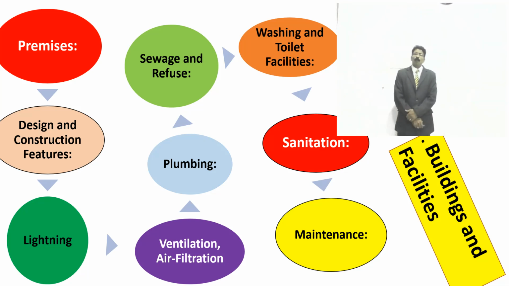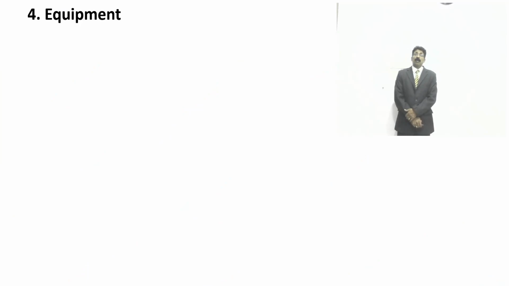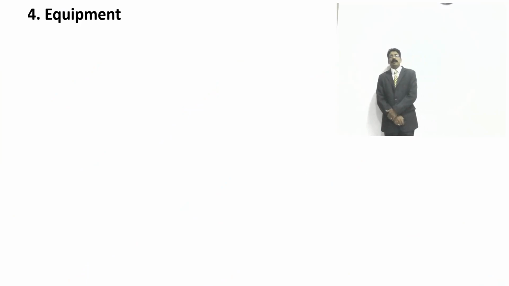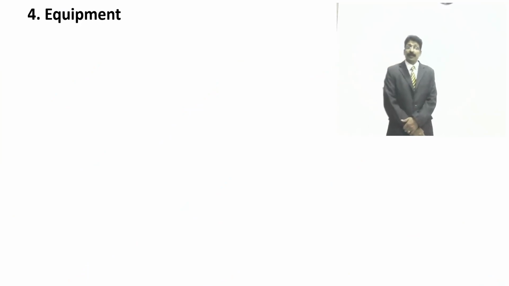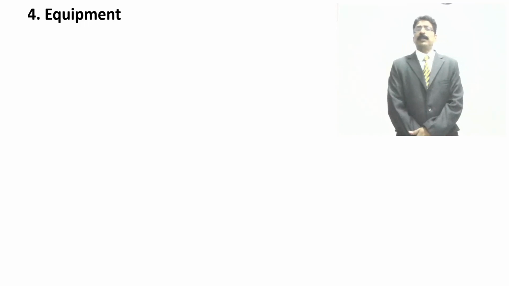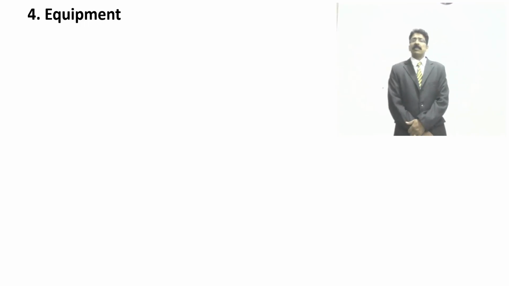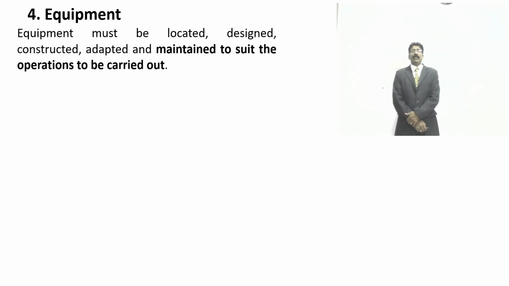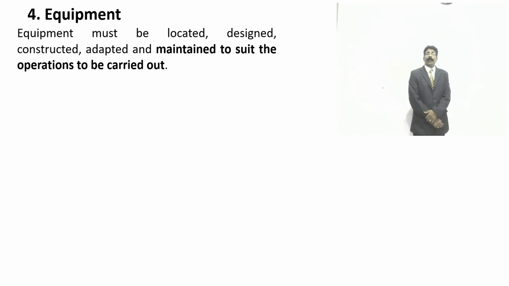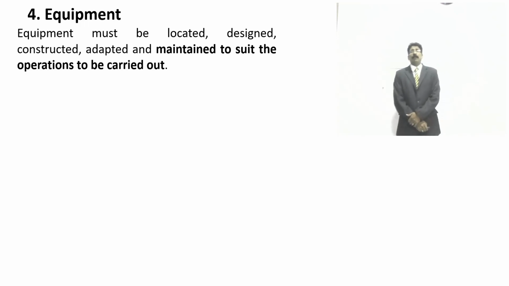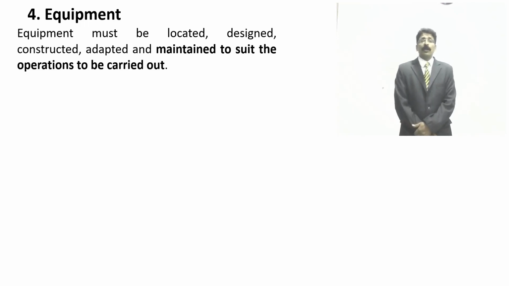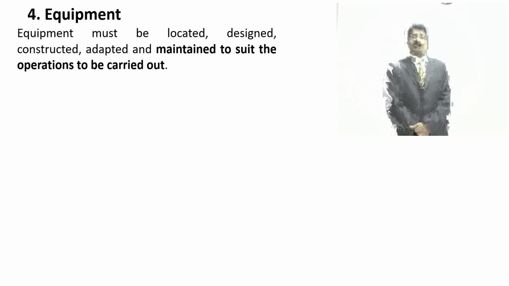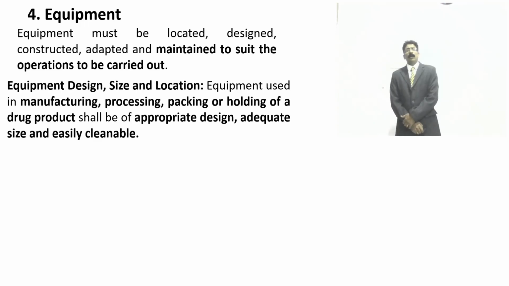So now, we have 11 parts in GMP. In that, today we have to start with the fourth and we'll finish up to 11 today. And equipments, this is the fourth point. Equipments must be located, designed, constructed, adapted and maintained to suit the operation to be carried out. What is the production operation you are going to carry out?